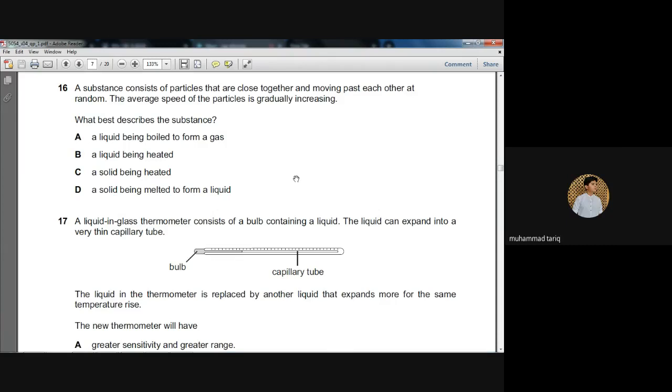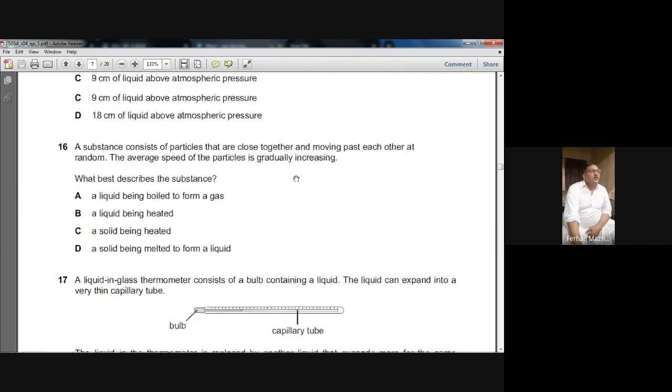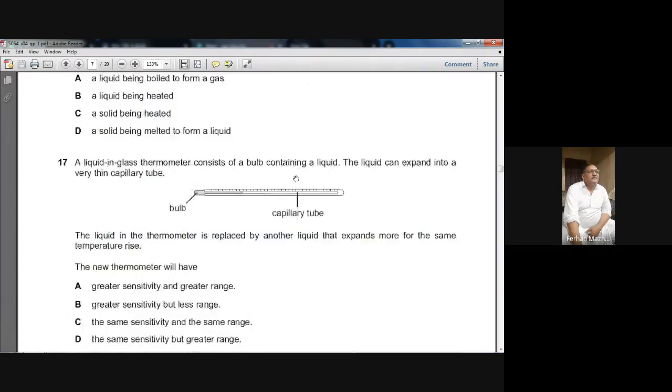So, sir, B will be the answer. Yes, B is the answer: a liquid being heated. When boiling happens, the speed and the kinetic energy do not change, and also the temperature remains constant. You understand? Yes, sir. So question number 16, B is the choice.